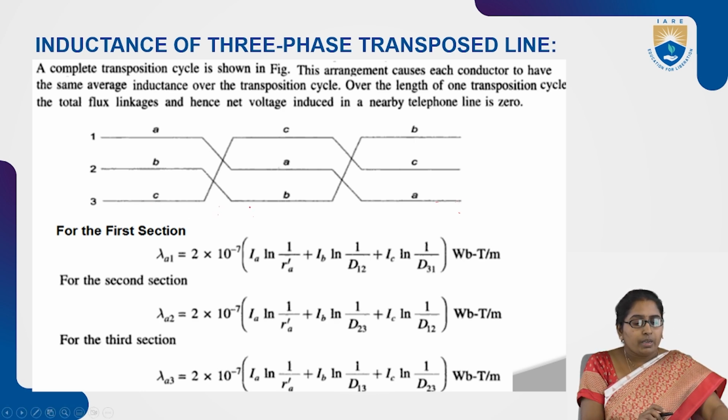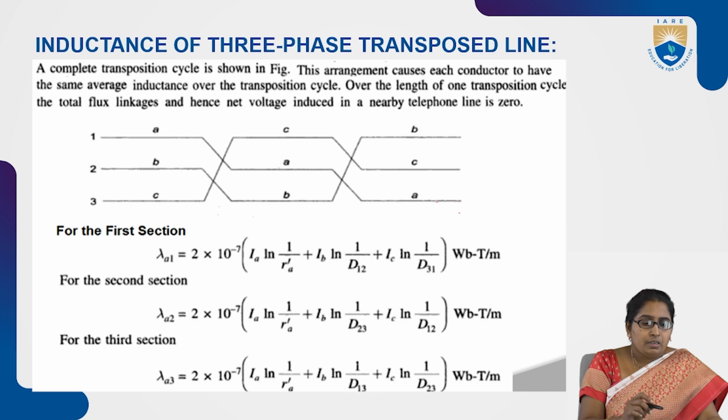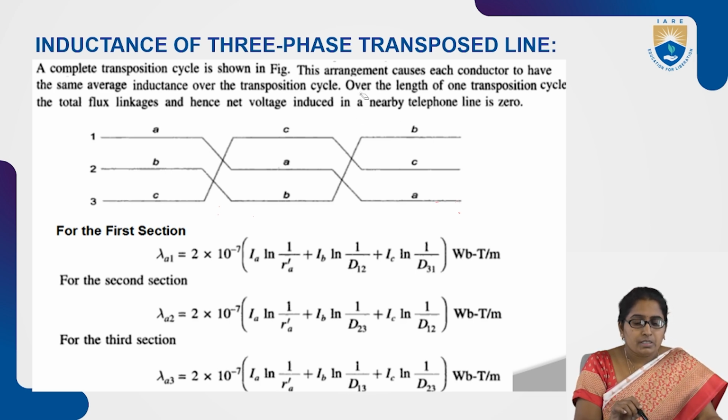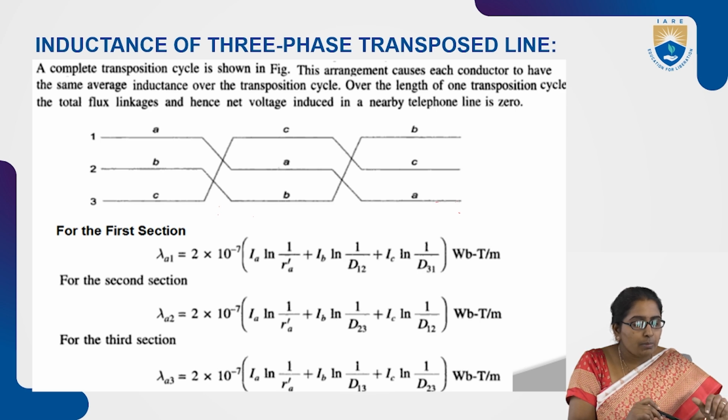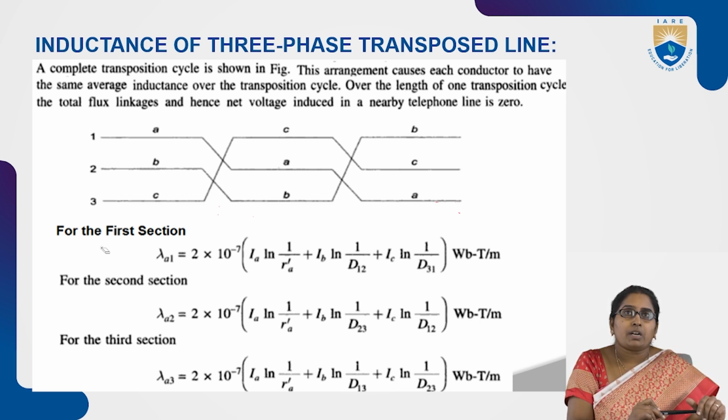Transposed line. Okay, so what will happen? See that this arrangement causes each conductor to have the same average inductance over the transposition cycle. Now, over the length of the transposition cycle, the total flux linkages, and hence the net voltage induced in the nearby communication line, is 0. Because of that, the voltage induced in the communication lines is also 0.